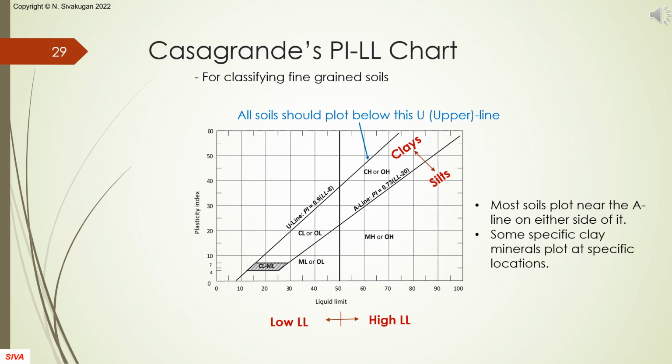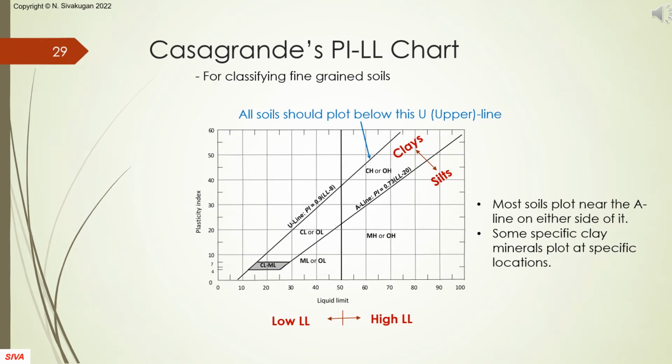Here is Casagrande's PI versus LL chart. All fine-grained soils must plot below the U line, U for upper limit. Clays are above the A line and silts are below. Depending on whether the liquid limit is more or less than 50, describe them as high or low plastic.